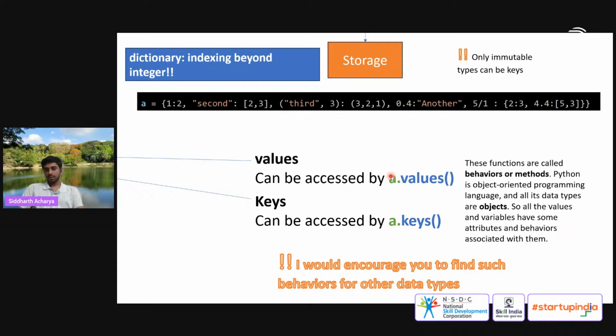So if you store dictionary type data in a, the dictionary has this values function as a behavior associated with it. So this values function also gets associated with the variable a. And what is the role of this values? This returns a list of all the values. Similarly, this keys returns a list of all the keys. Okay, I would encourage you to find out such behaviors for other data types as well.